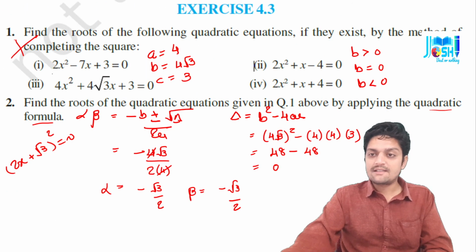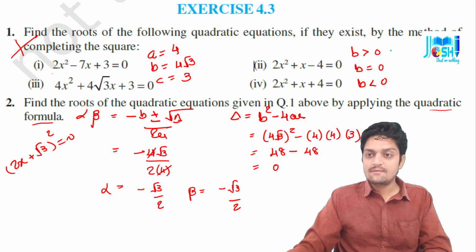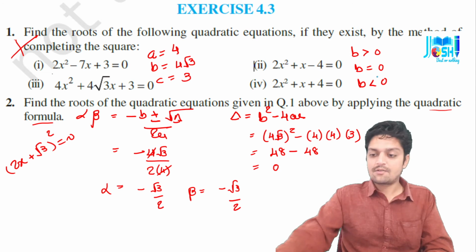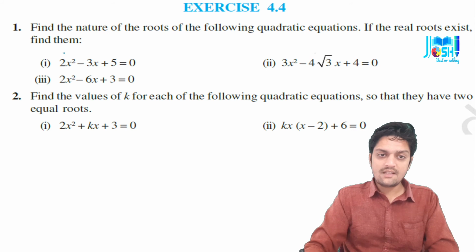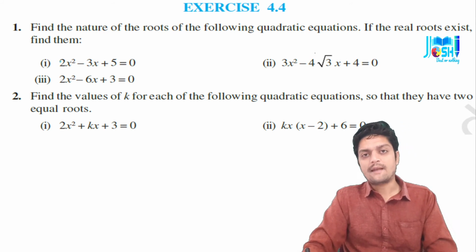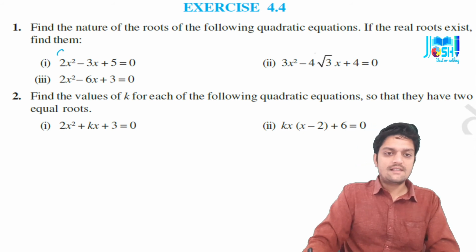If b square minus 4ac is greater than 0, then you will get two different distinct roots. Here you will get two same roots, and here you will not get roots. The same thing I will write here. First of all, I have to check b square minus 4ac. So this is a, this is b, this is c.